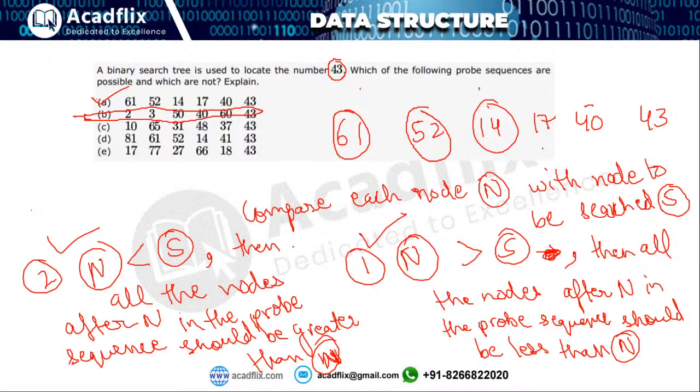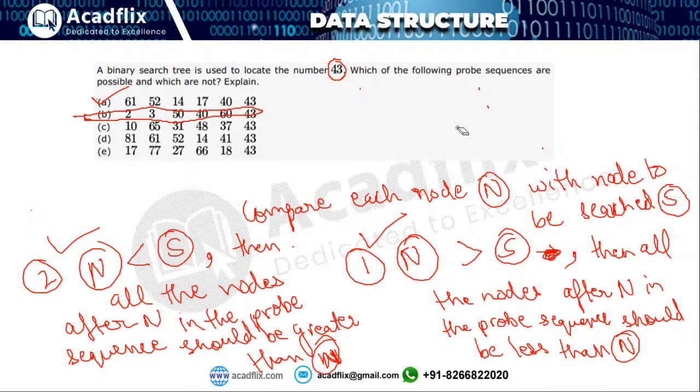Only B and E not possible. Okay, I didn't check with E, so probably now we can just go ahead and take one more probe sequence. Fine. So I'll just erase this thing, and here we will actually take E probe sequence because someone is saying that E is also not valid. So I'll just check whether E is also not valid or is it a valid probe sequence.